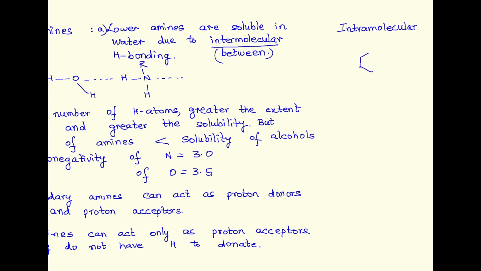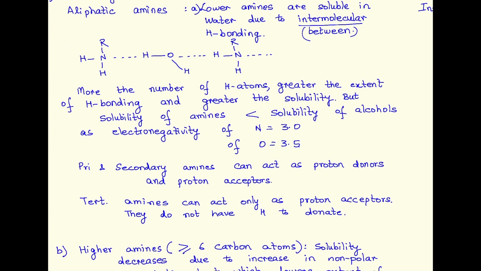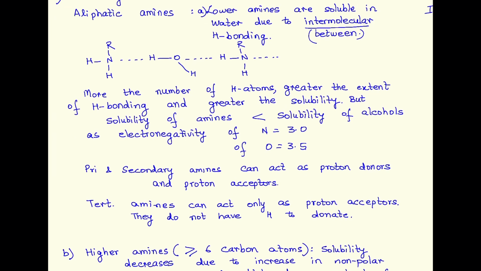For example, in the case of orthonitrophenol, remember we spoke about hydrogen bonding where there is hydrogen bonding within the molecule, and that affected its physical properties greatly. But again, remember, the electronegativity of nitrogen is lower as compared to oxygen. That is why the solubility of amines is lower than the solubility of alcohols.